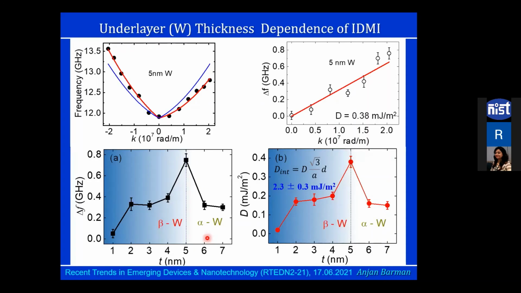And we did the underlayer thickness variation as well. And here also we can find out the DMI, and you can see that here the delta f actually increases to about a value of 0.8 gigahertz at the transition region from beta tungsten to alpha tungsten. And here also the value goes as high as 0.4 millijoule per meter square, which is a very high value for tungsten.